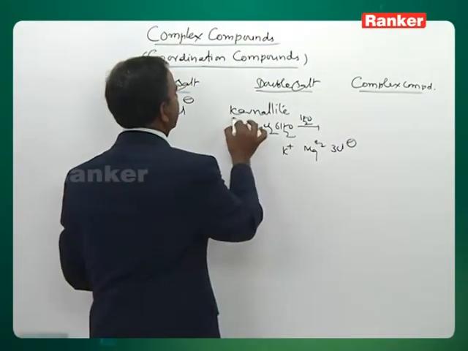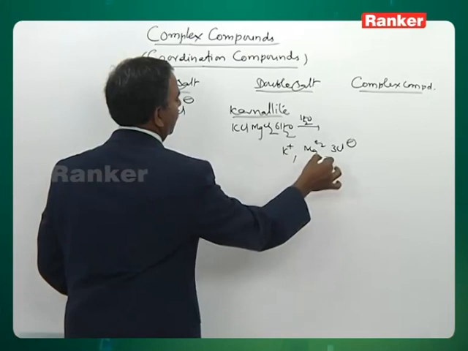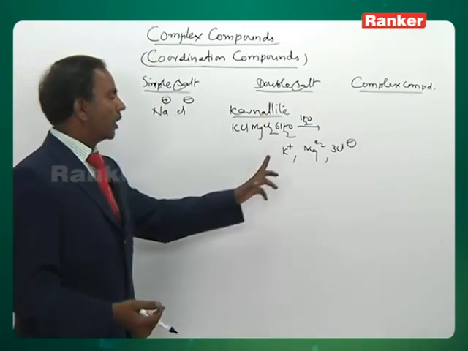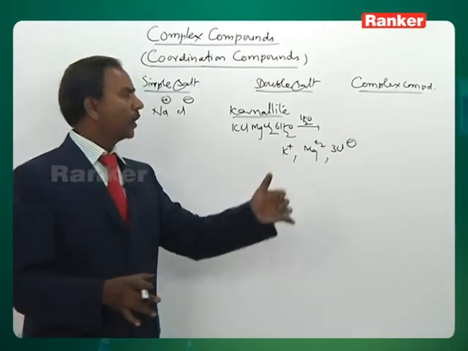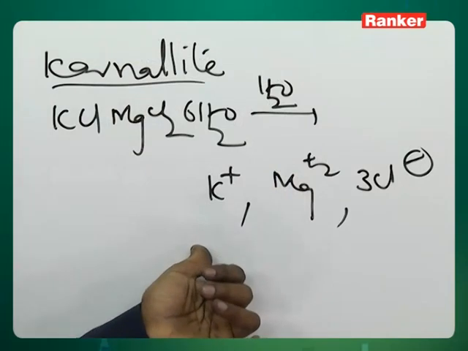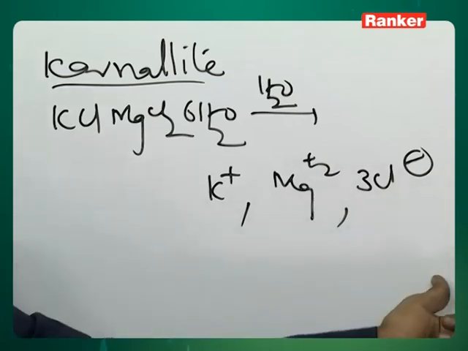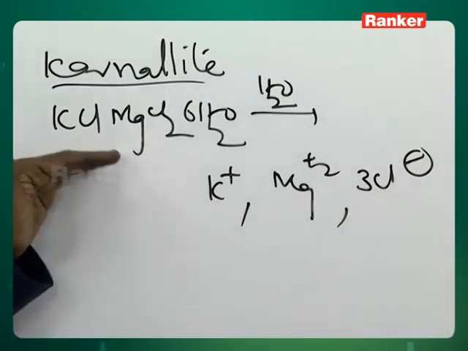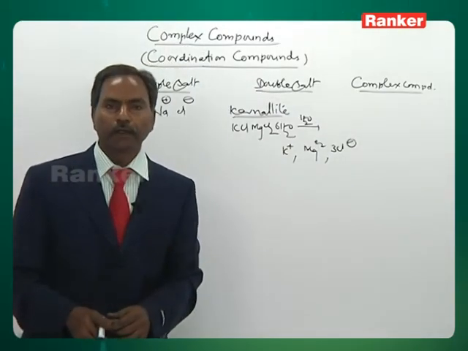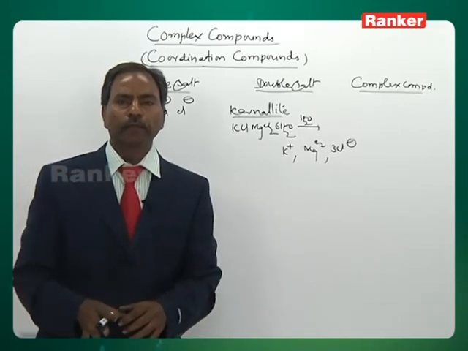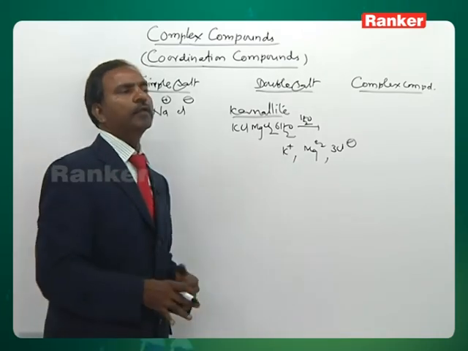The salt which undergoes complete ionization produces all of the component ions, and the component ions exhibit their specific chemical tests. K+ ion is independent, exhibiting its independent properties. Mg2+ is also independent, exhibiting its independent properties, and Cl- ions similarly. So such a salt, which undergoes complete ionization in aqueous solution producing all its component ions that exhibit their independent properties, we call a double salt.